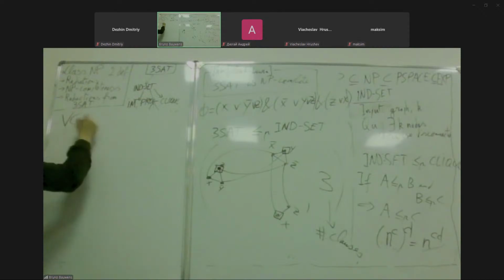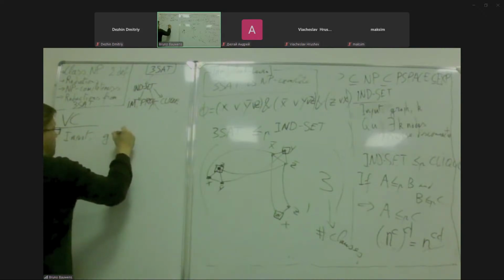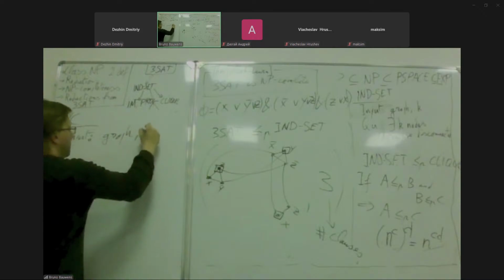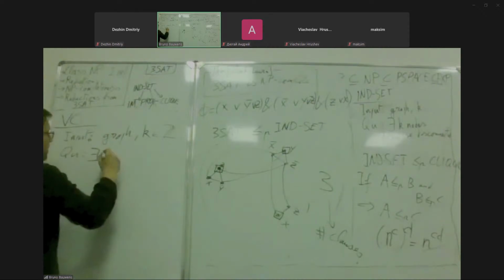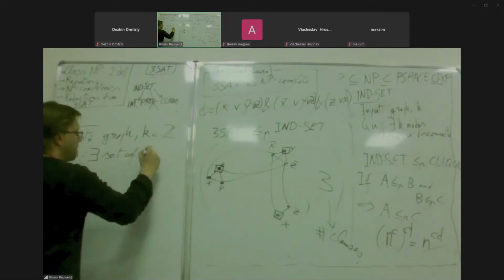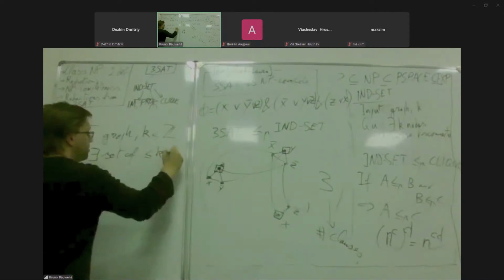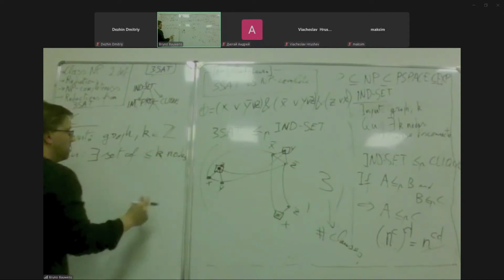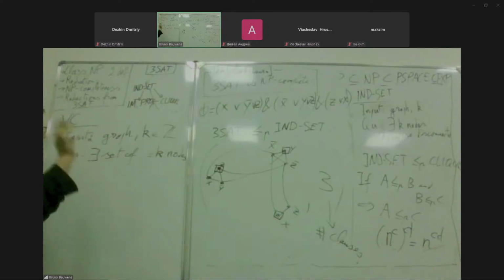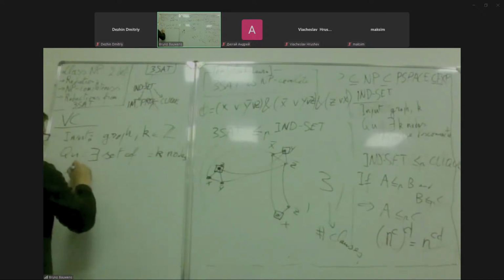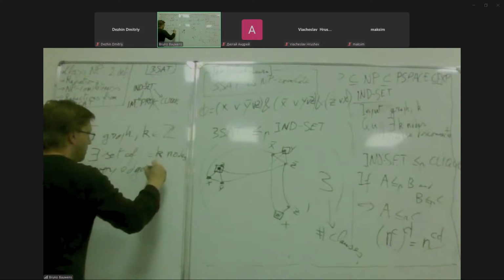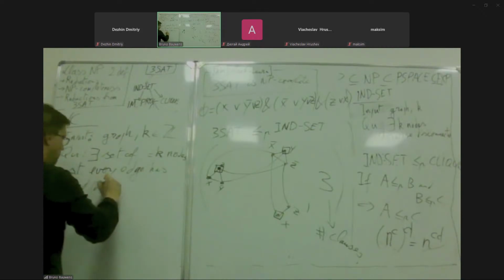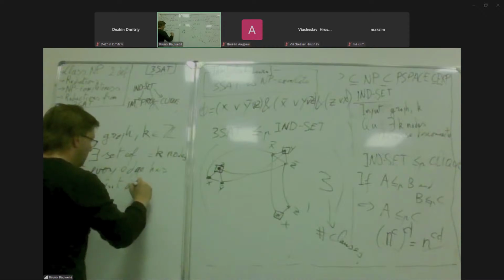So the vertex cover problem. The input is a graph and k. The question: does there exist a set of at most k nodes, or let's say exactly k nodes, it doesn't matter much, such that every edge has an endpoint among them?